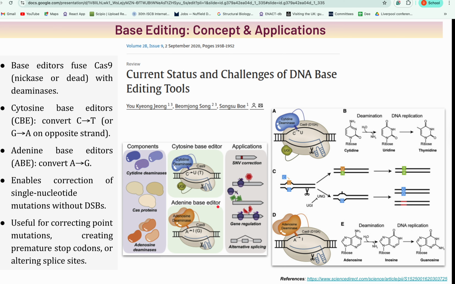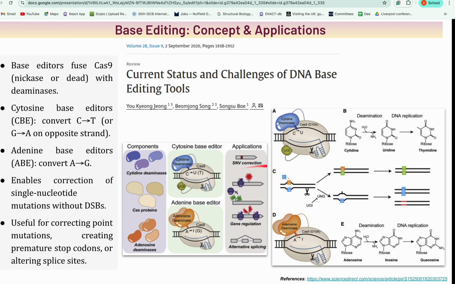Similarly, in the case of adenine base editors, A will get converted to I, and now my inosine will bind to guanine. So in that way, A is converting to G. In my normal strand where A was present, its complementary strand should have T, but now because A has changed to I, my complementary strand will have G. So that's why it is known as A to G conversion.